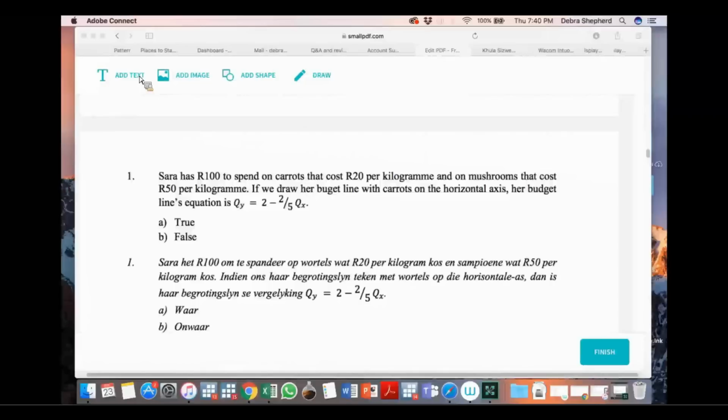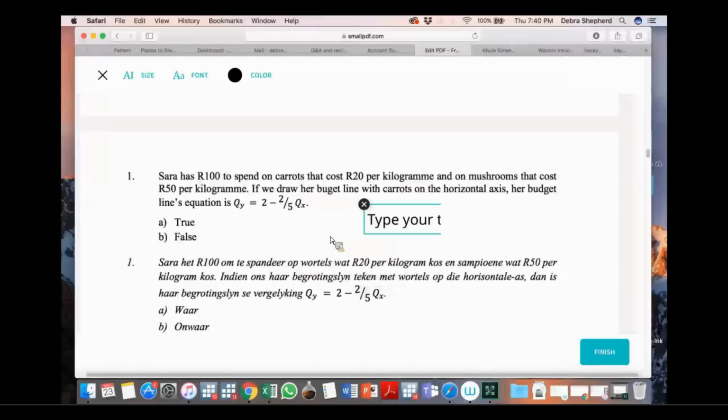So there are a few ways to answer this question. The one way that you can answer this question is if you know the form of the budget line, then you would know that quantity of whatever is on the y-axis, in this case mushrooms, because carrots are on the horizontal axis, is equal to income divided by the price of whatever is on the y-axis minus the price of whatever is on the x-axis divided by the price of whatever is on the y-axis times the quantity of the good on the x-axis. So this is the general form of the budget line.